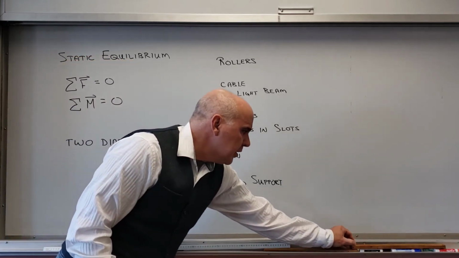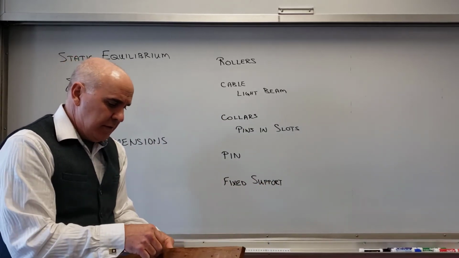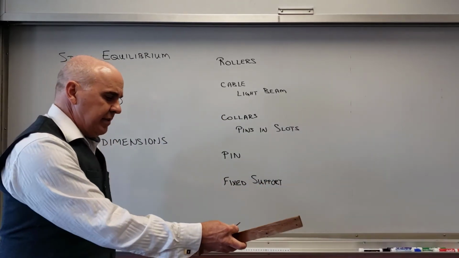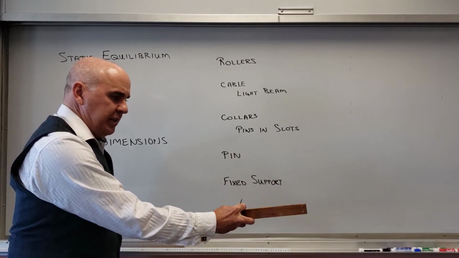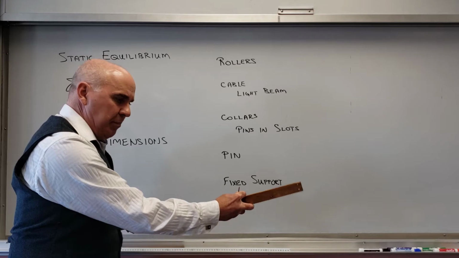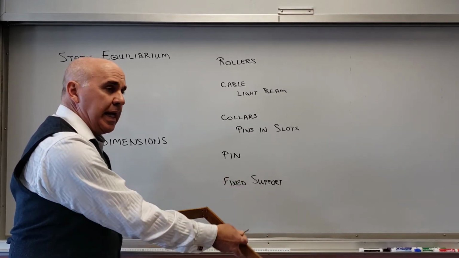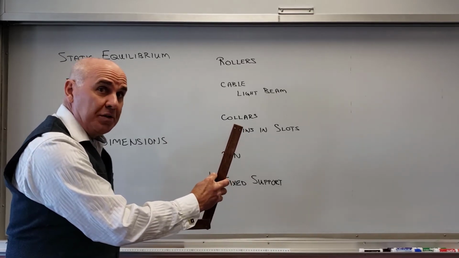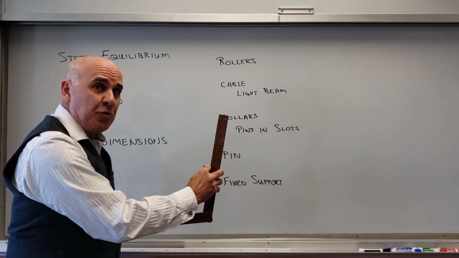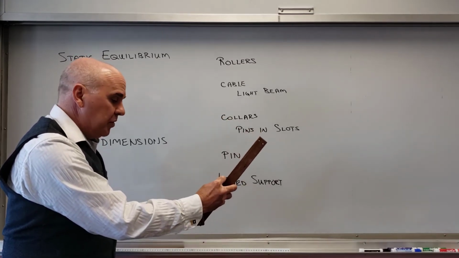Let's take a look at a pin support. In this case, the pin will not allow movement up and down. It will not allow movement left and right, but it will allow rotation. So the pin exerts no moment, but it can exert a force in the X and a force in the Y. So that's what a pin support will do.